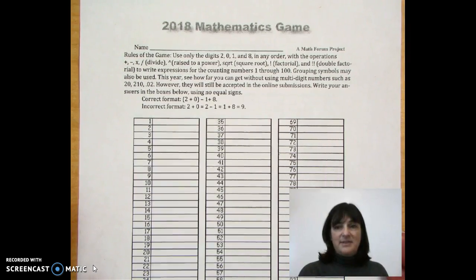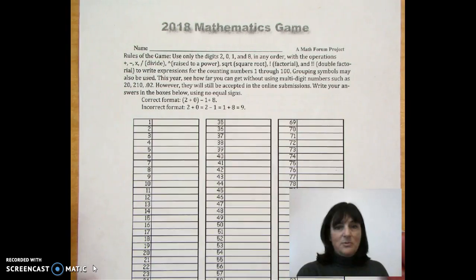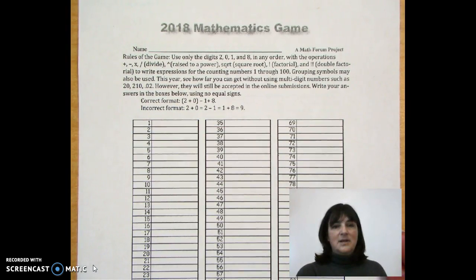I will be back tomorrow and I'm leaving you today with a little challenge called the mathematics game. You should have already picked up this handout when you came in. If you didn't, make sure that you've got that. The rules of this game is you want to use the digits in the year 2018 to make as many of the numbers from 1 to 100 as you can.